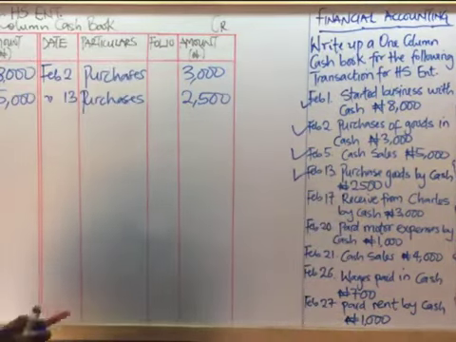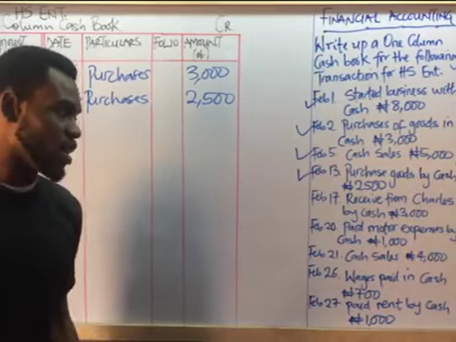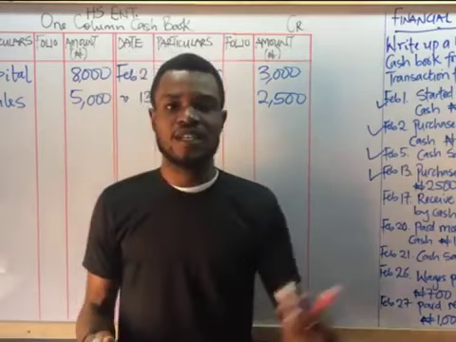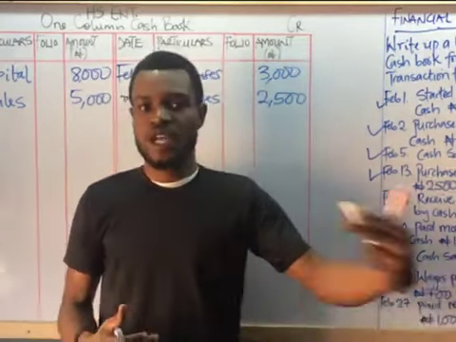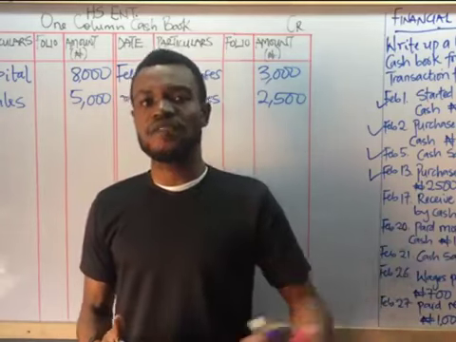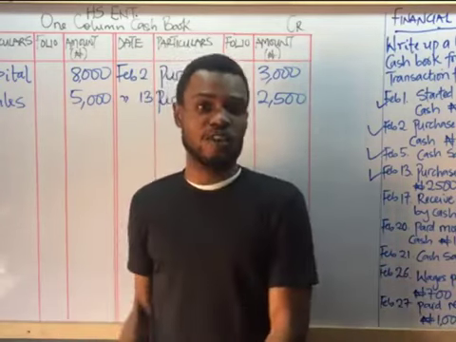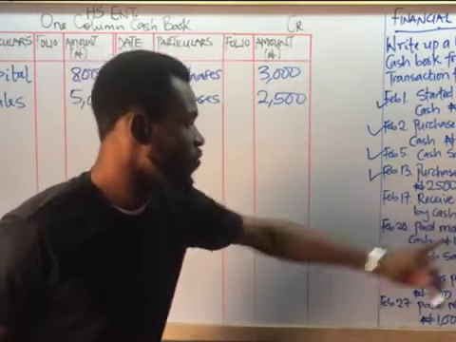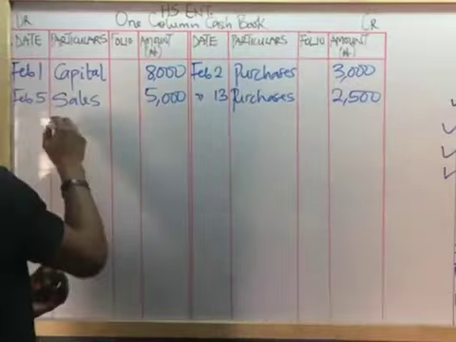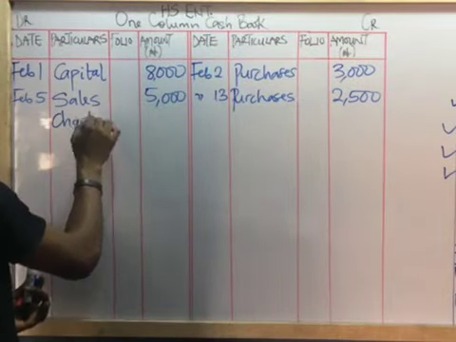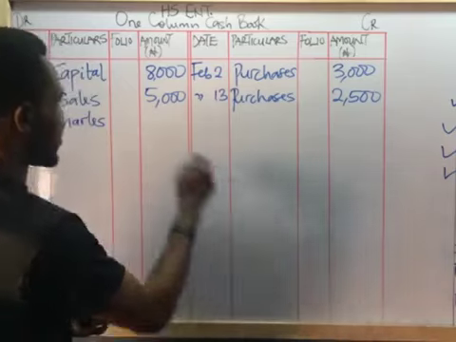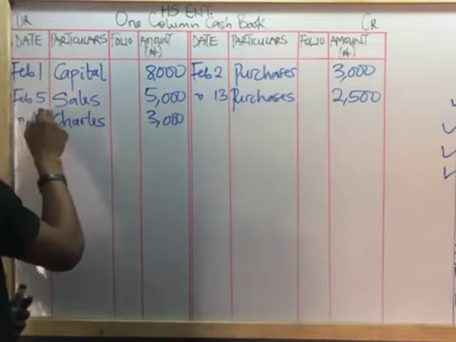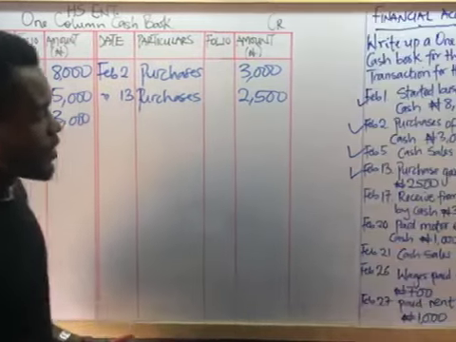February 17, received from Charles by cash, 3,000. Please don't get it twisted. They say received from Charles, which means Charles gave you money. Charles gave you some amount of money. So received from Charles simply means the money is coming into your account, so you record it on the debit side. Now you write the name, Charles. And how much is it? 3,000 naira. On what date? February 17. Okay? So we'll proceed.